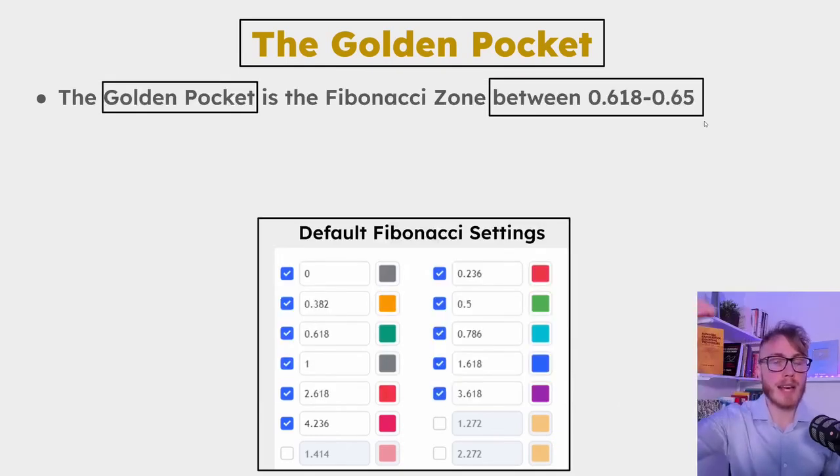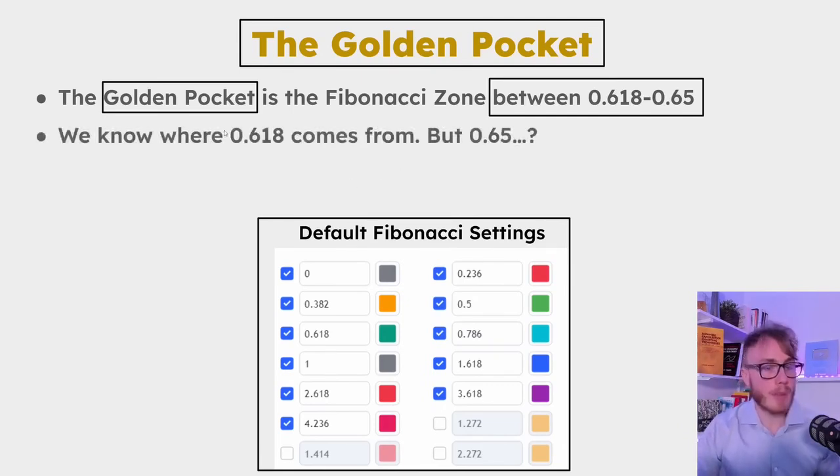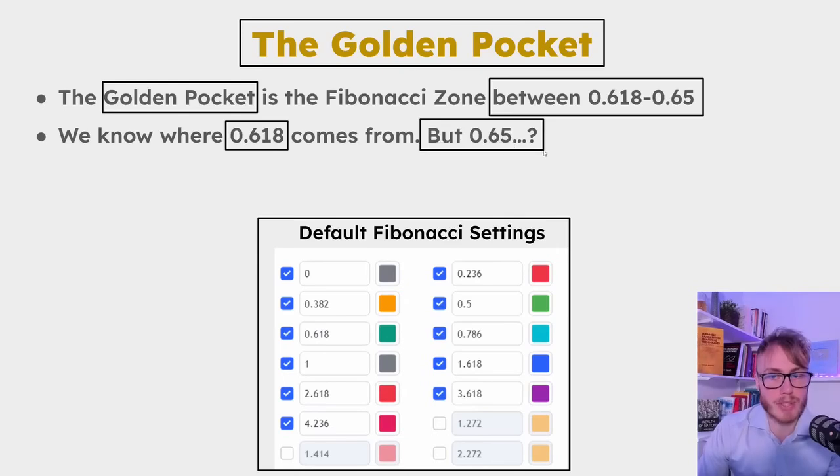So this one is a little bit deeper compared to the golden zone, or actually it's quite a lot deeper than the golden zone, and it's also a smaller zone. So it's both deeper and smaller compared to the golden zone. And we know from earlier where 0.618 comes from. But what about 0.65? What is so special about 0.65? Is anything special about 0.65?